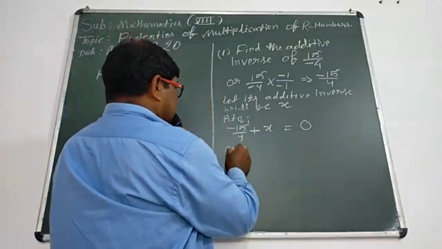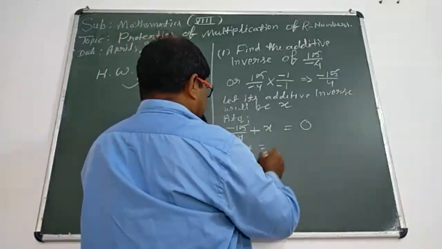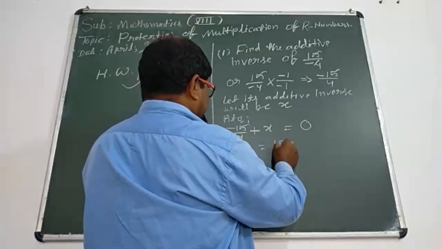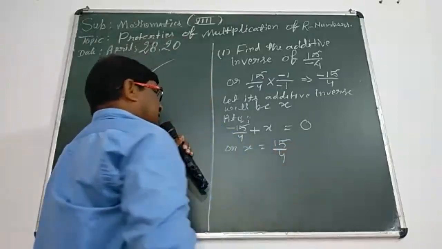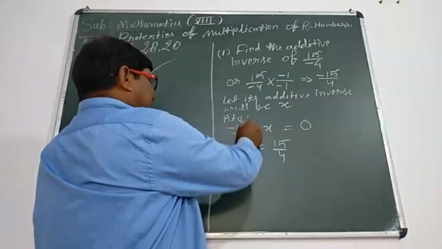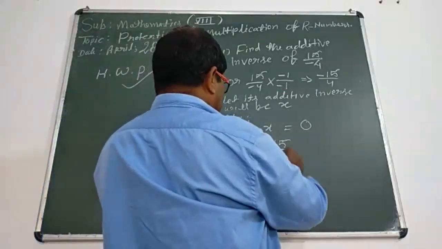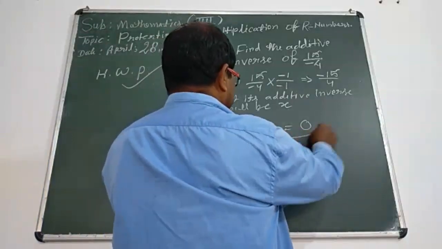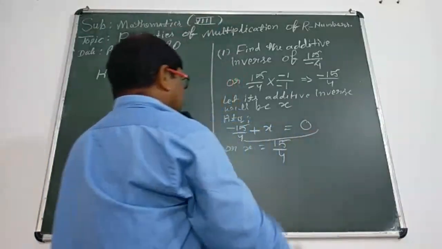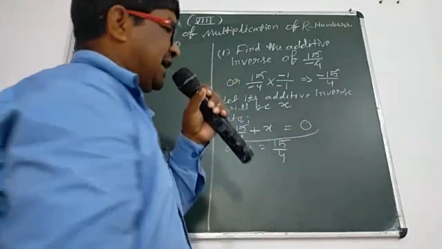Now student, x equals, in transposition, you will write 15 upon 4. That is minus 15 upon 4, now you will write in transposition 15 upon 4. So 15 upon 4 is the additive inverse.